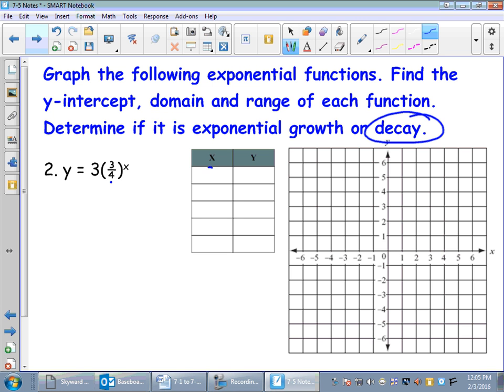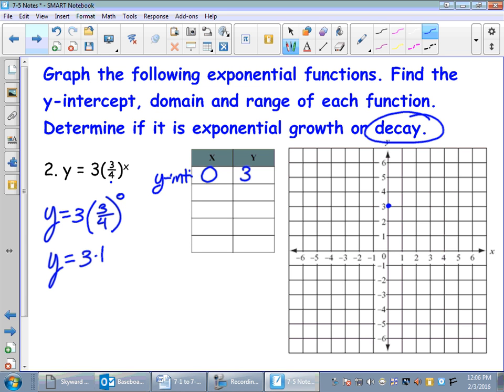So let's go ahead and plug in 0 to find my y-intercept. Your y-intercept is when x is equal to 0. My y-intercept here, when I plug in 0, I get y is equal to 3 times 3/4 to the 0 power. 3/4 to the 0 power becomes a 1. Anything raised to the 0 power becomes 1. And so I get 3 times 1, which is 3. So in this case, my y-intercept is 3.